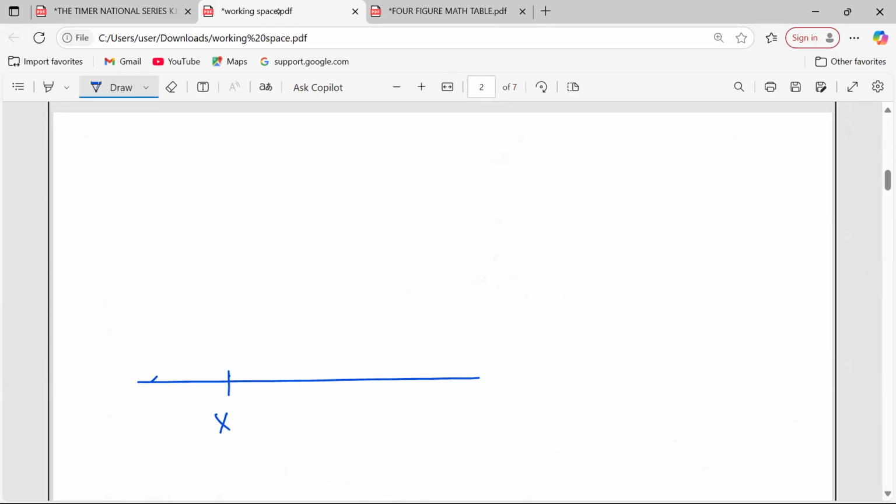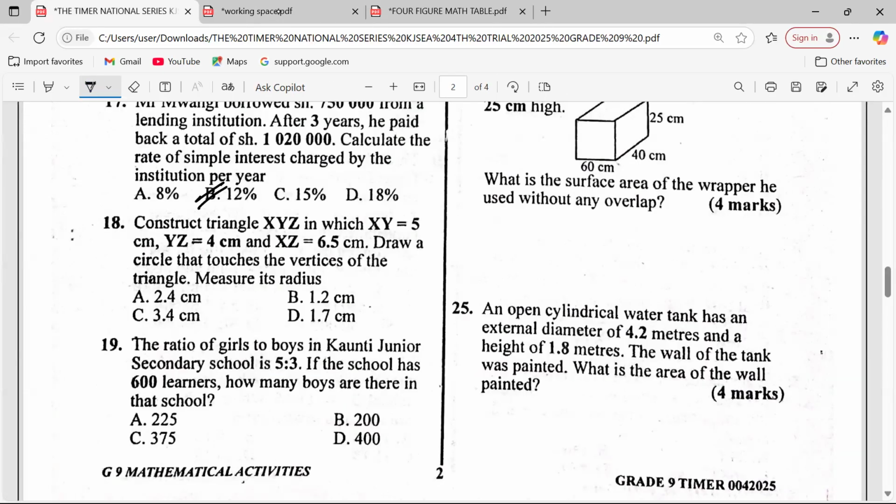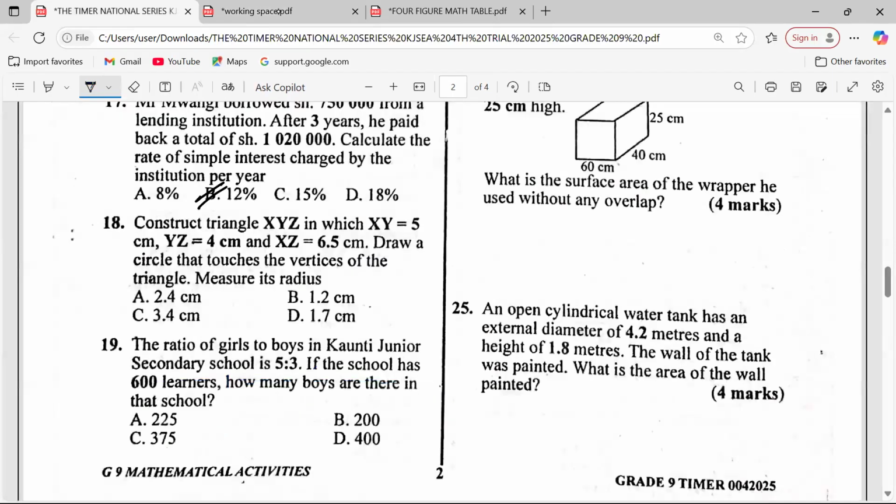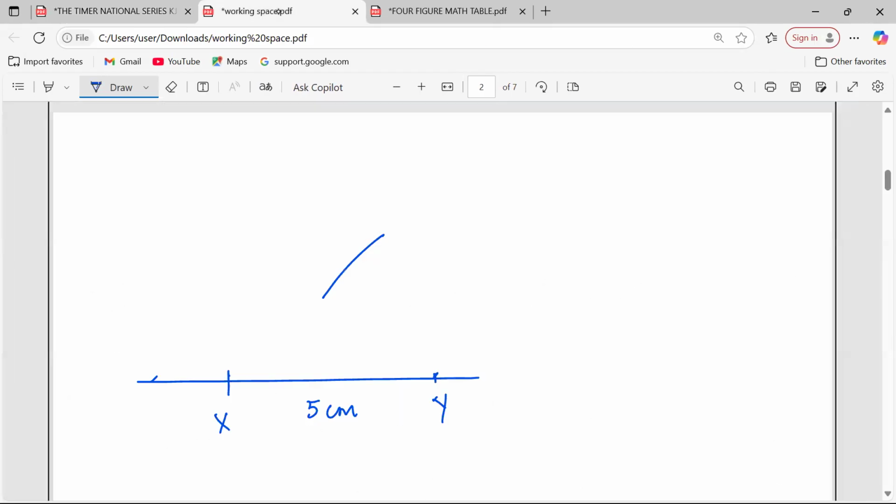X, 5 centimeters. So this is 5 centimeters. Then we also talk about another length here from Y to Z, 4 centimeters. From Y to Z, I use a length of 4 centimeters to just make an arc. Then a length of 6.5 for XZ. So from again X to Z, 6.5. So standing at X, 6.5. So where the two arcs are meeting, that's our Z.